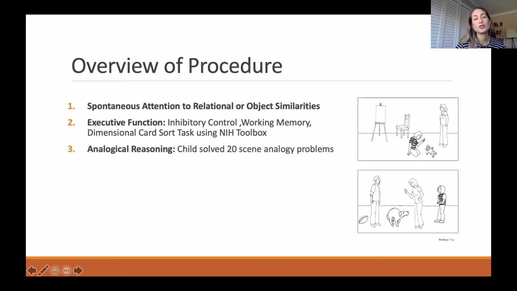And then we had children solve scene analogy problems. As I've mentioned before, they either had the perceptual match or the relation that was common across these two. So you could have a relation match between the person who is actually here, the agent of the relation. So we gave them instruction and we asked them to do relational reasoning.